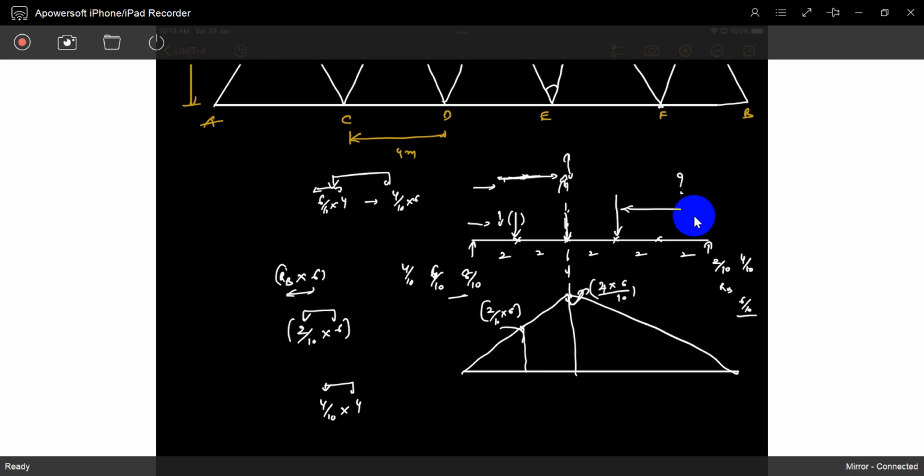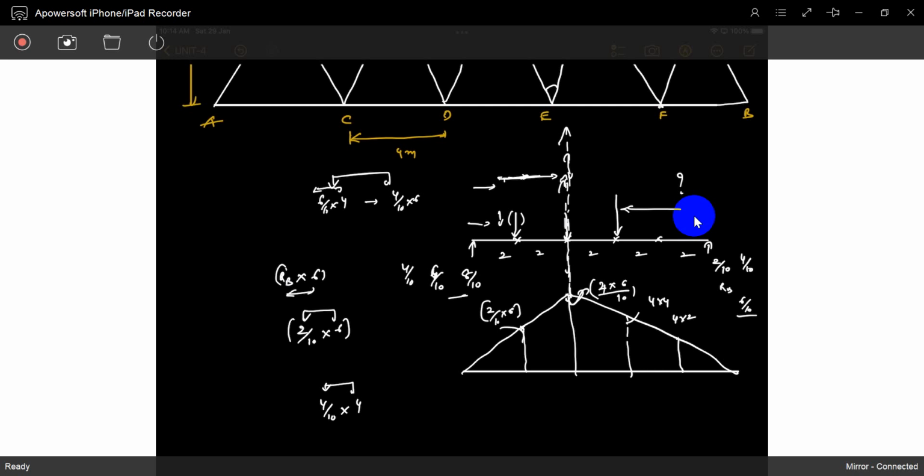Okay, 4 into 4, 4 plus 4 is 10. We want the bending moment at this location only. So what is this value? This value is 4 into 4. Now what is this value? This value again is 4 into 2.